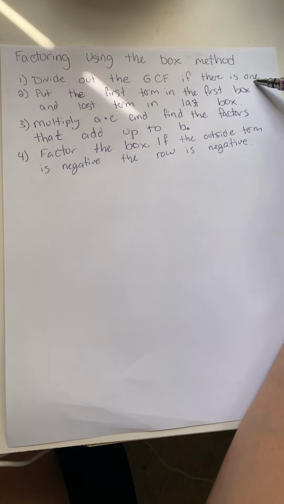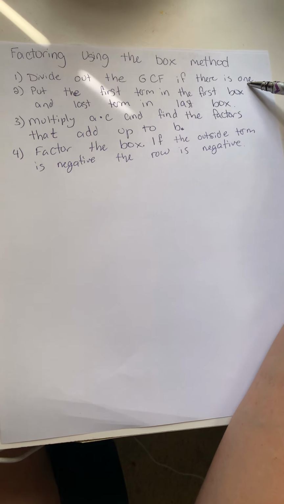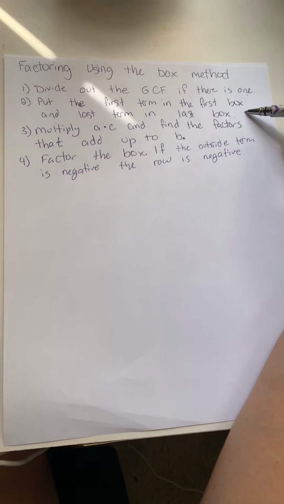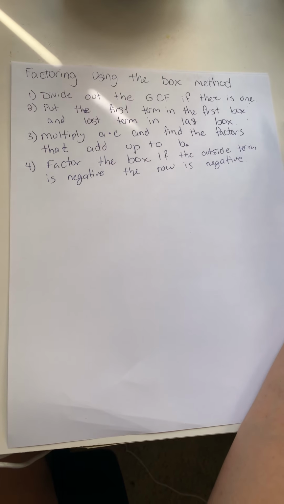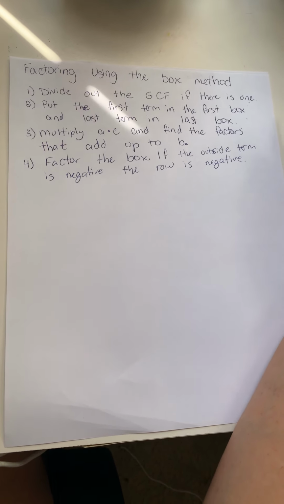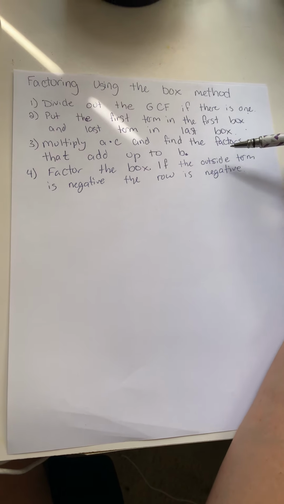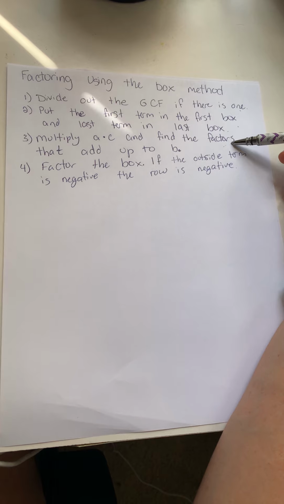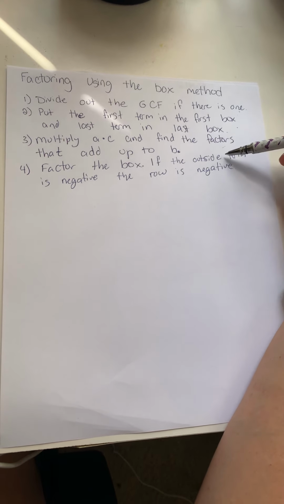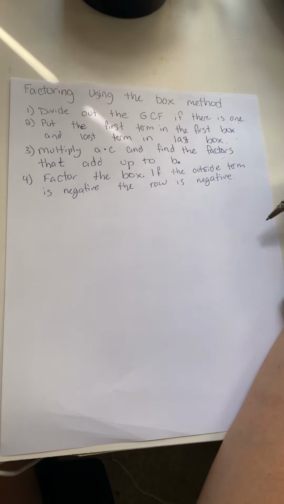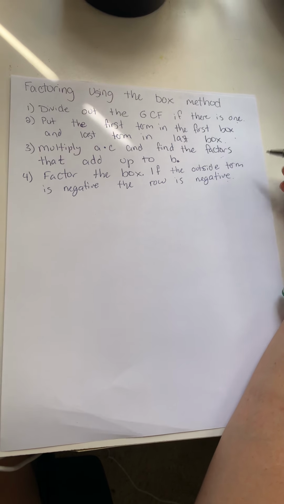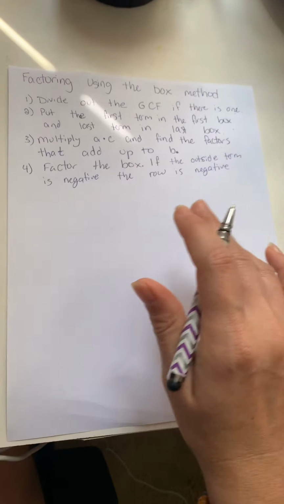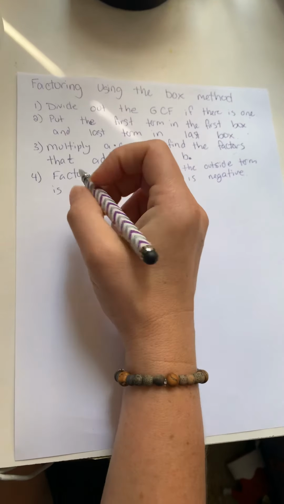So the first thing you're going to want to do is if there's a greatest common factor, you have to divide it out. Otherwise, this isn't going to work. Then you're going to put the first term in your first box, the last term in your last box. Then just like the AC method you've done before, multiply A by C, find the factors that add up to B. Then you're going to factor the box. If the term on the outside is negative, then the row is negative. This will make so much more sense once you see it done.